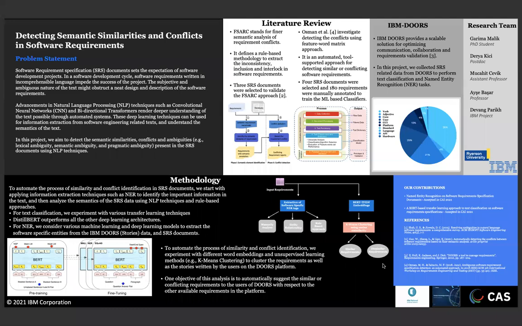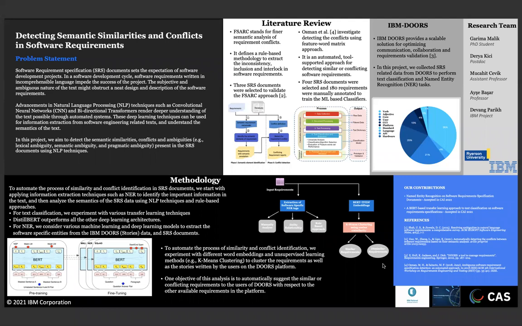To do this task, we have used IBM DOORS stories and requirements, which is highly dedicated to this platform. So we have used this data provided by the IBM collaborators in the project. And our main goal is to detect the semantic similarities and conflicts in software requirements. From this project, we have two contributions till now in the research literature. One is named entity recognition on software requirement specifications, and the other one is a BERT based transfer learning technique to do text classification on DOORS data. The other references are provided here as well.